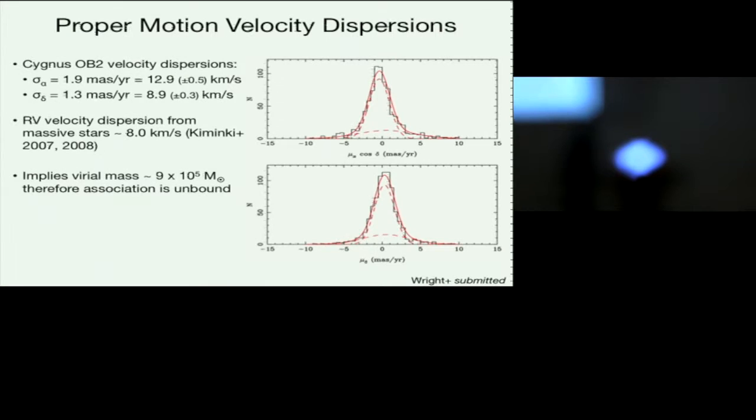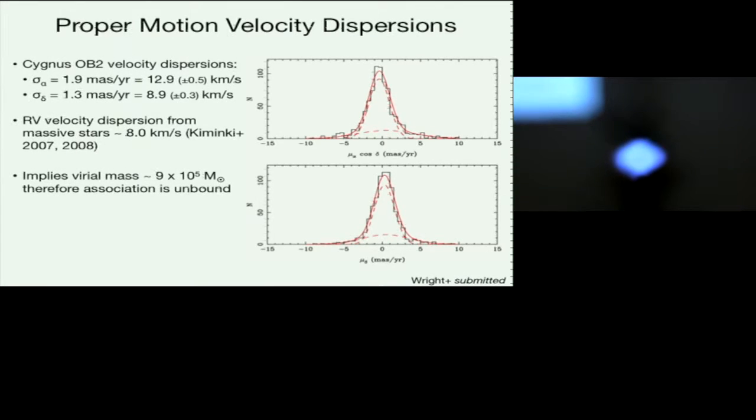These are our velocity dispersions, which is what happens when you plot velocity up and bin it up. What we've got here is velocity dispersions in the two dimensions. These come out at about 13 and 9 kilometers per second. That's in agreement with what's known from the massive stars from a spectroscopic study. That's about 8 kilometers per second. You'll note that these three values are all slightly different, suggesting that we have a non-isotropic velocity dispersion, probably indicating that the system is not dynamically relaxed and hasn't had time to obtain equipartition in terms of its energy distribution. I'll come back to that in a moment.